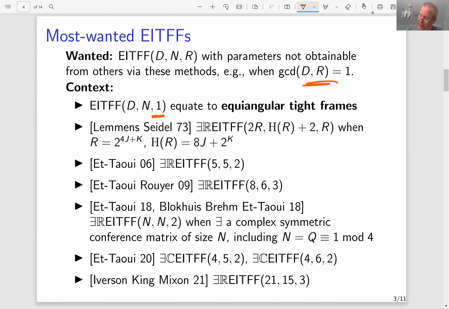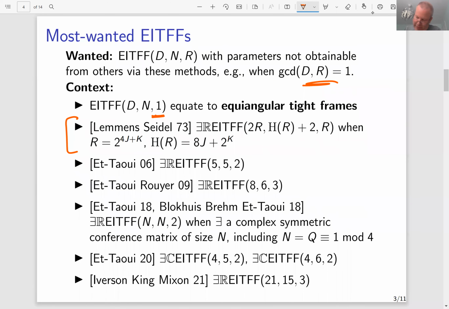Some of these are classical. Some of these are in Lemmens and Seidel's original paper, and it's a little hard to parse on the topic of equi-isoclinic subspaces, because they're not going to use the term tight frame. I mean, that's a tight fusion frame. That's a relatively recent construction, but Etaoui made me aware of this very recently.